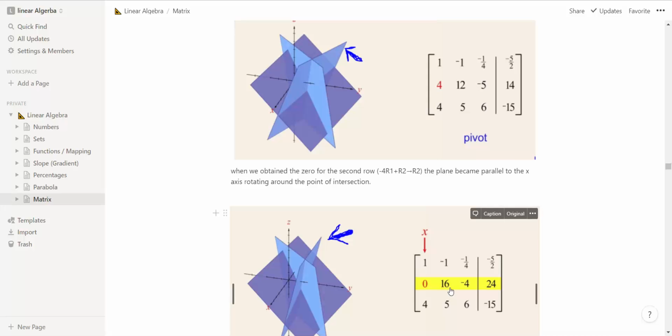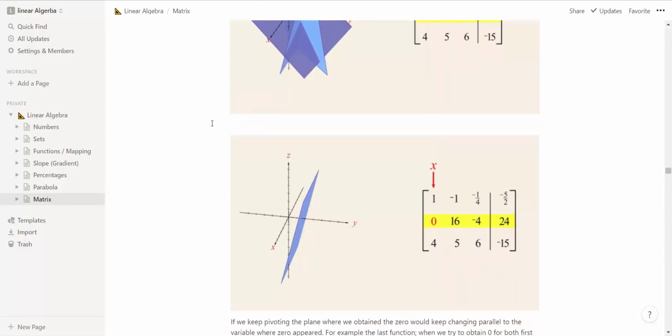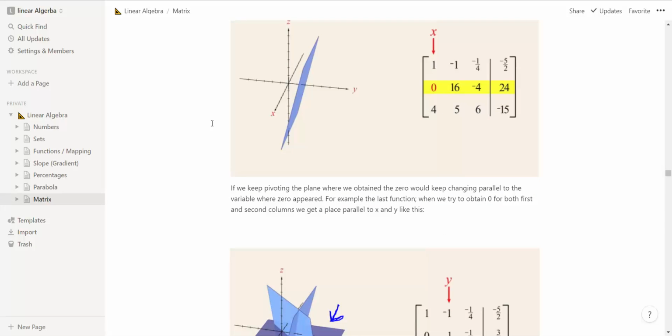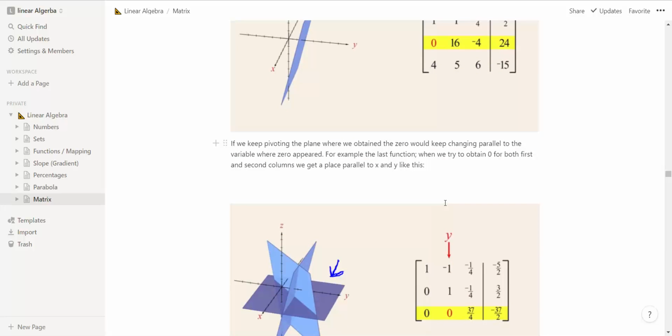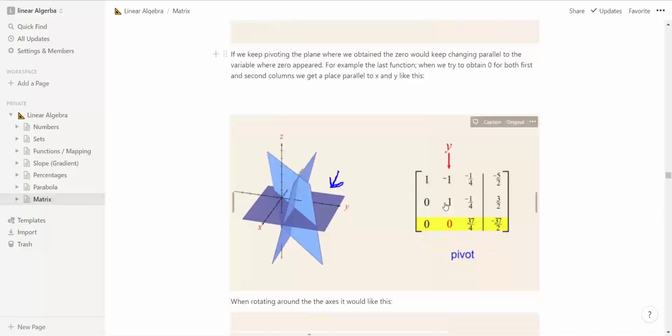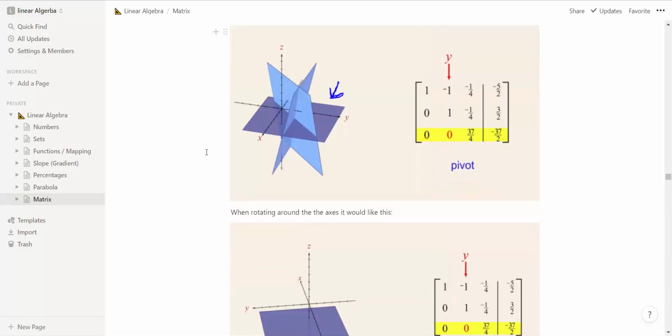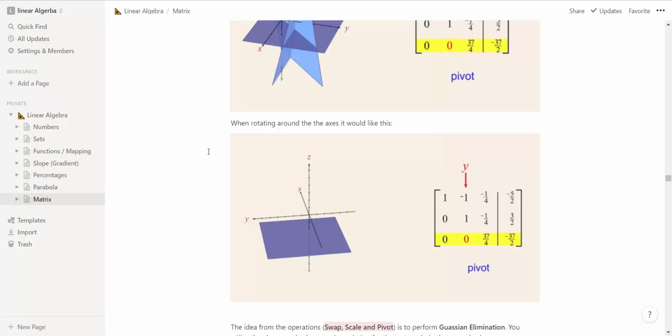We've obtained the 0 of the second row, and the plane is parallel to the x-axis, rotating around the point of intersection. We keep pivoting the plane while we obtain a 0. For example, in the last function, when we try to obtain 0 for both the first and second column, we get a plane parallel to x and y. Rotating around the axis, it would look like this.